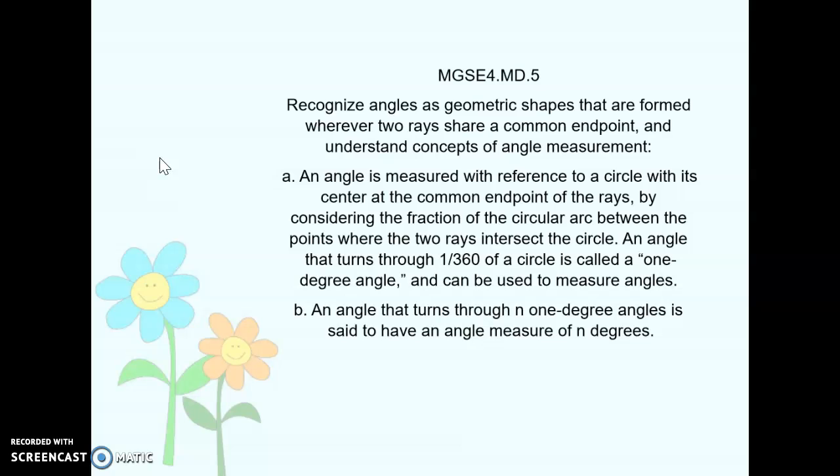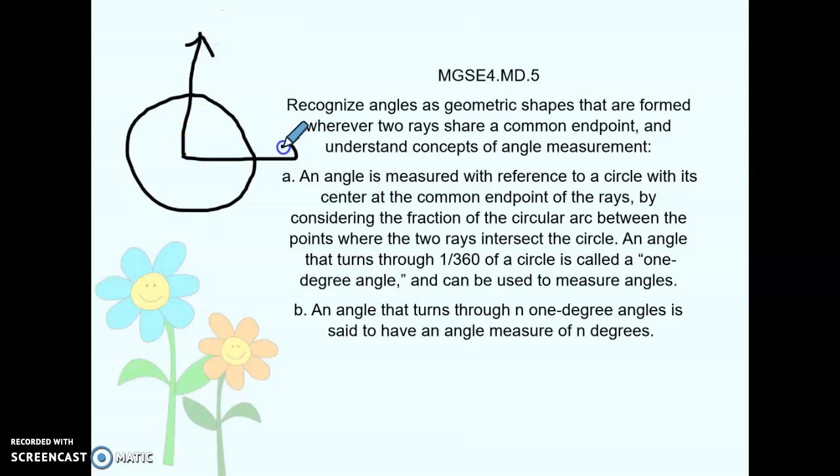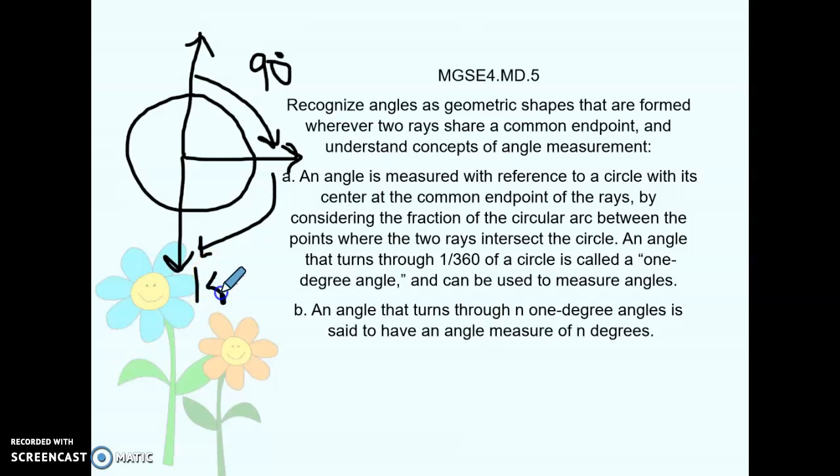So what do we mean when we say that? We have a circle, okay, this is my circle here, and all of these angles have this common endpoint right here, and then we have rays coming out of this circle. From here to here is, we know, a right angle, 90 degrees. And then if I go down from here to here is another 90 degrees, so that would make this 180.